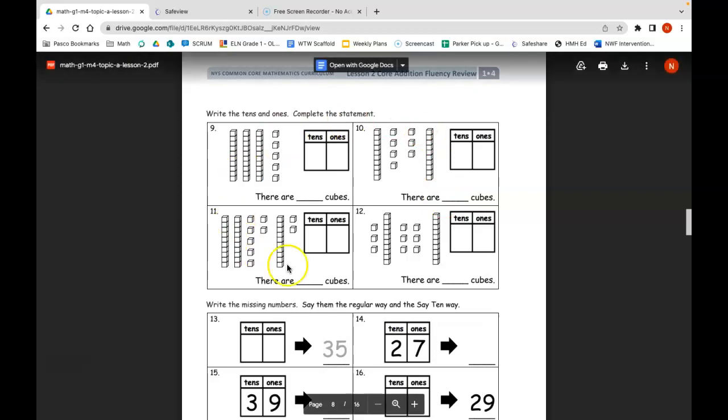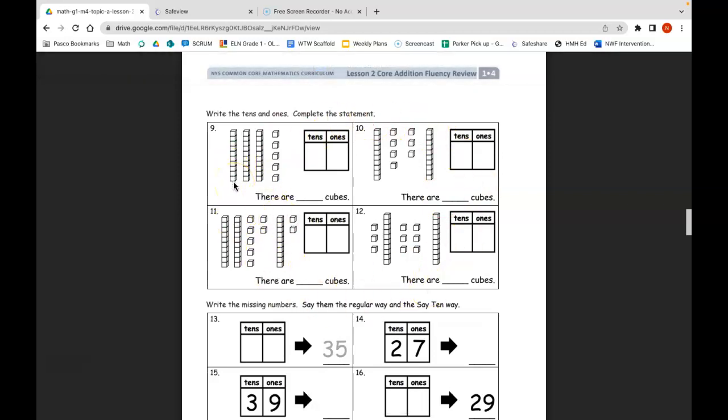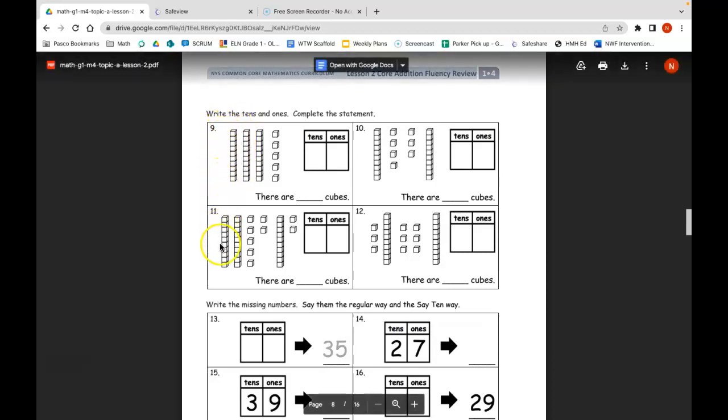What I want you to do on this top part, just like we did yesterday, is circle the groups of 10. Okay, so each of these is a 10 stick. So you're going to circle your groups of 10 and then you're going to write your number down here on the line.